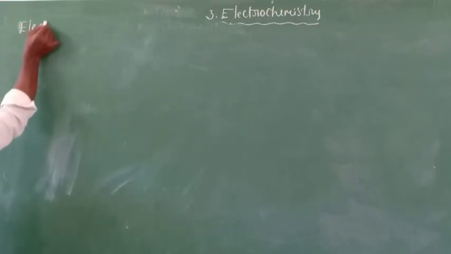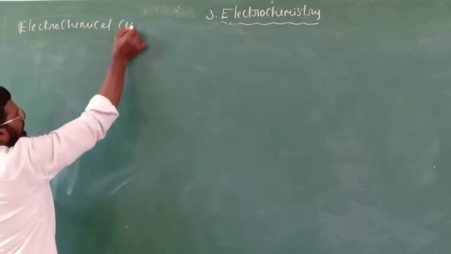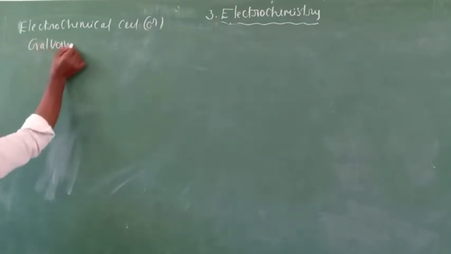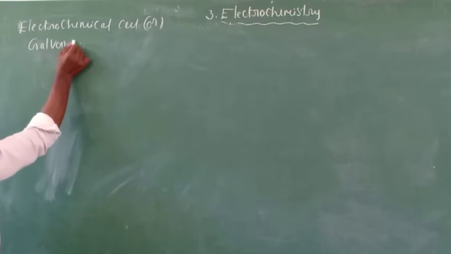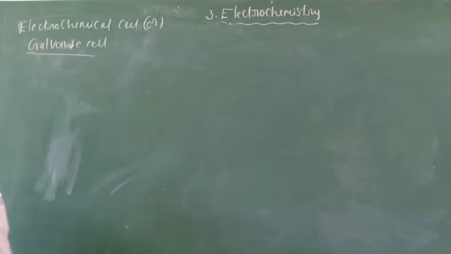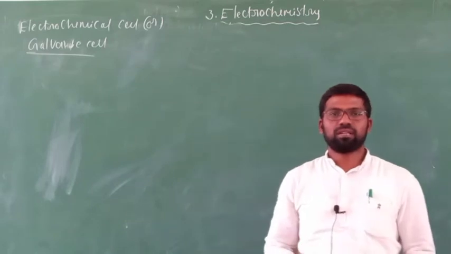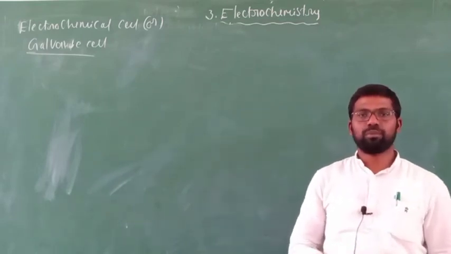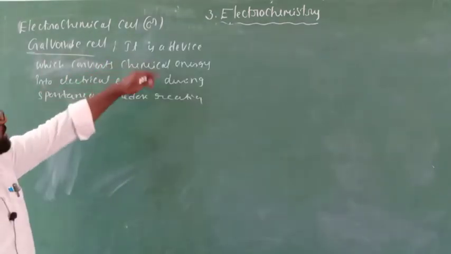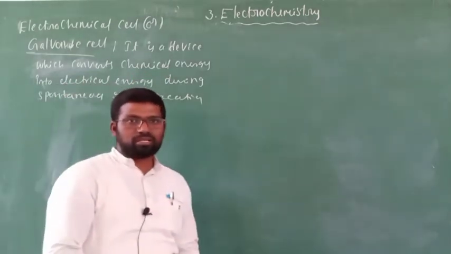Electrochemical cells, or these are also called galvanic cells. So very simple, electrochemical cells or galvanic cells are the devices which convert chemical energy into electrical energy during a chemical reaction. See here, galvanic cells are the devices which convert chemical energy into electrical energy during spontaneous redox reactions.